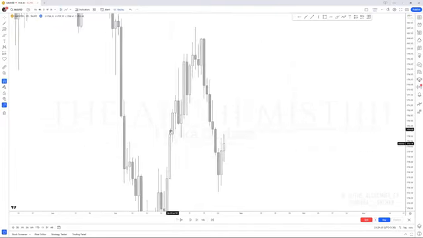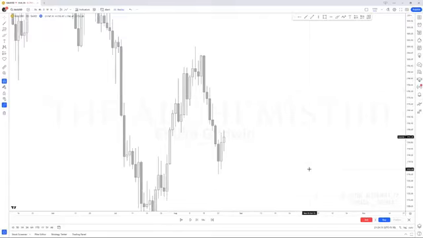Now you might be confused, right? Because why do we have so many zones here? We have this, we have this, we have this. Then the best thing you should do is you need to know how to filter it out. Okay, so that is why we do the multi-time frame analysis.